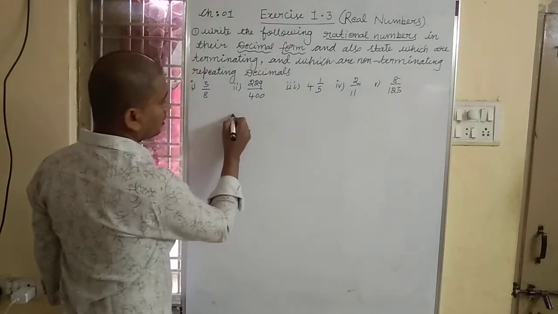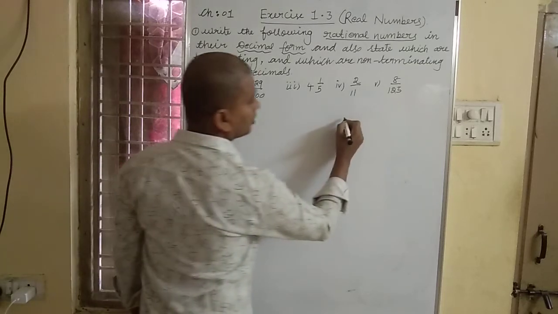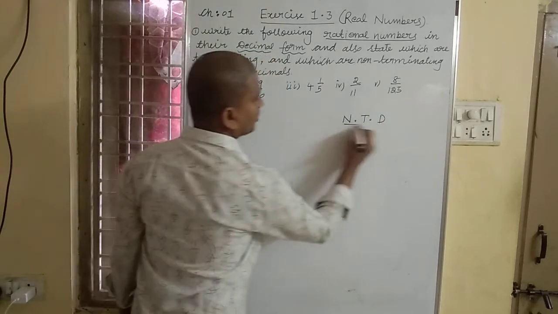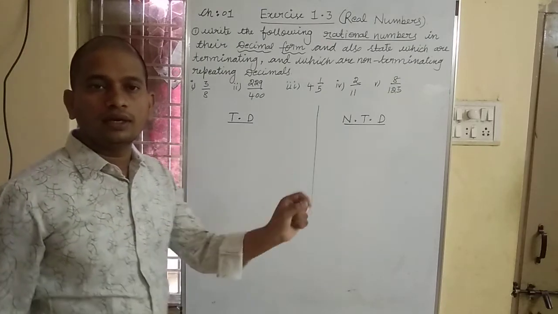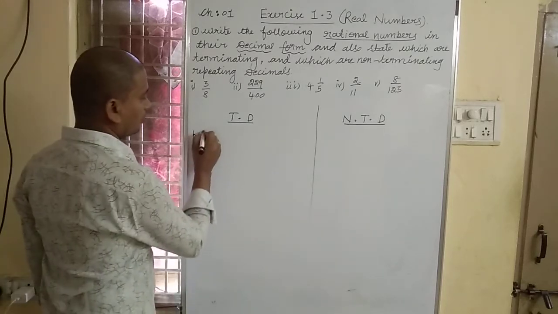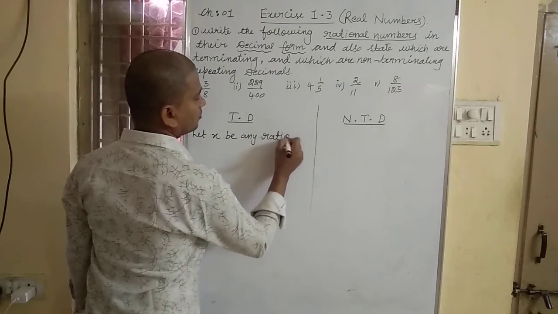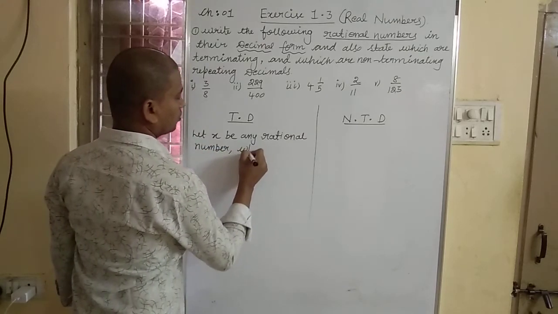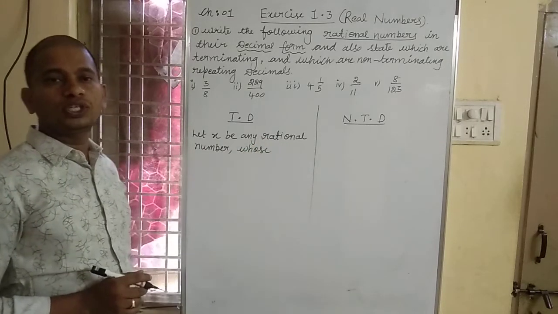So the difference between terminating decimal and non-terminating decimal. Let us see what the difference is. Let x be any rational number whose decimal terminates.